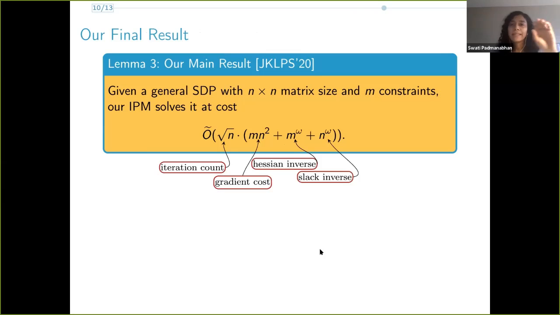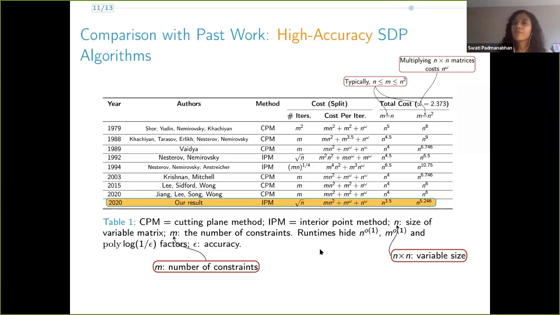And you can actually explain each of the terms in a very clear way. If you look at the table of past work, the second from last row was the previous best cutting plane method. I would like to draw your attention to the last two columns. There you can see that we beat the previous best cutting plane result, which was our goal.